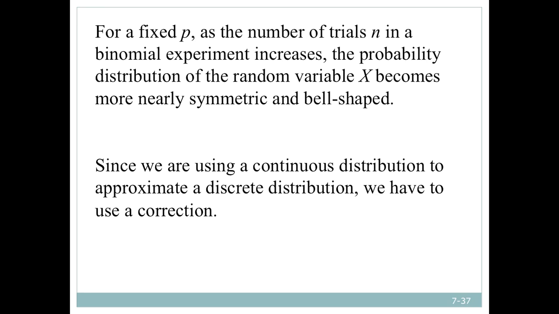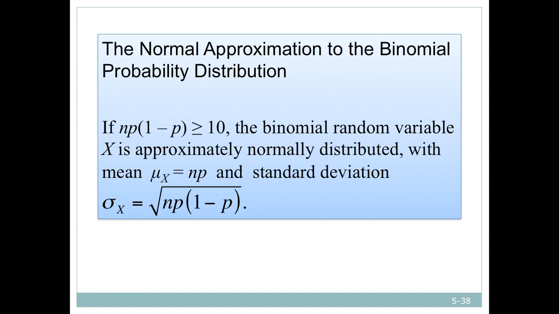Now, for some fixed probability, as the number of trials increases, the probability distribution becomes nearly symmetric and bell-shaped. Since we're using a continuous distribution to approximate a discrete distribution, basically we're taking our binomial distribution, which is discrete, and we're going to use our normal distribution, which is continuous, in order to approximate it. So we have to use what's called a correction for continuity, and we'll get to the rules in just a minute.